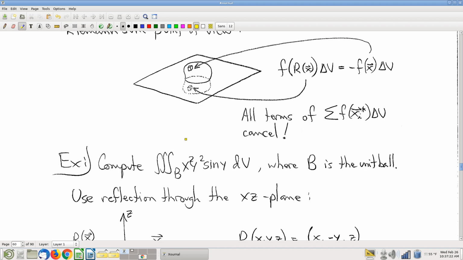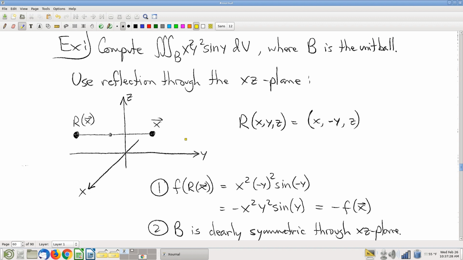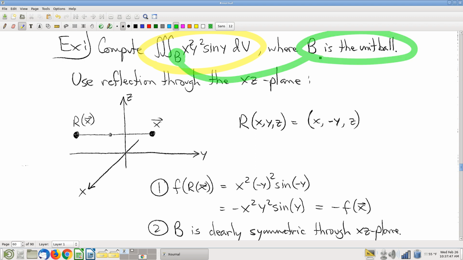Okay. All right. So let's see an example. Suppose we want to compute this triple integral here. Let's take a moment to dwell on the nightmare that this integral would be if we didn't use a symmetry argument. There's trig in it, and that's, I guess a little unfortunate, right? But notice we're talking about an integral over the unit ball.